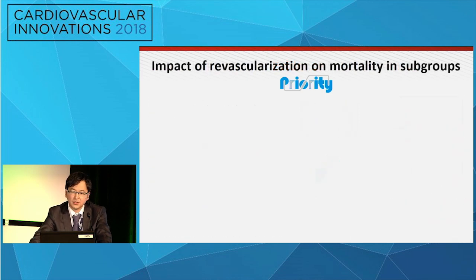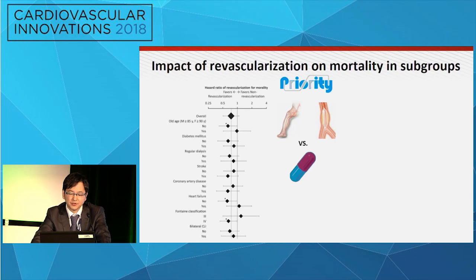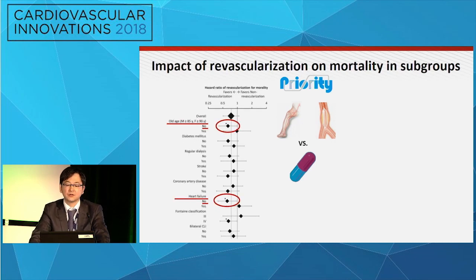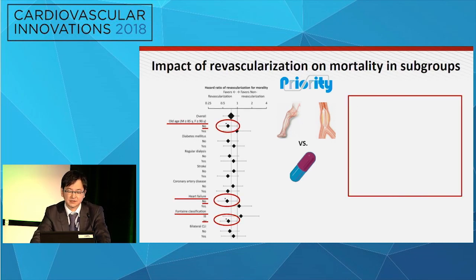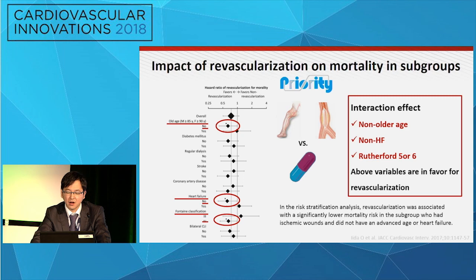To explore subgroups in favor of revascularization, we subsequently performed a risk stratification analysis. The screening analysis suggests that the subgroup with non-older age, non-heart failure, and non-rest pain CLI were in favor of revascularization.